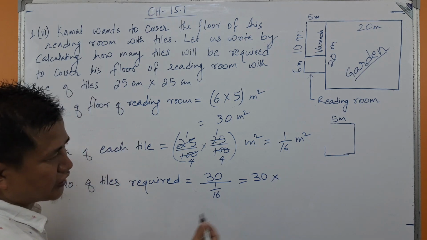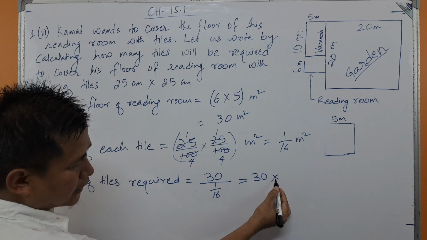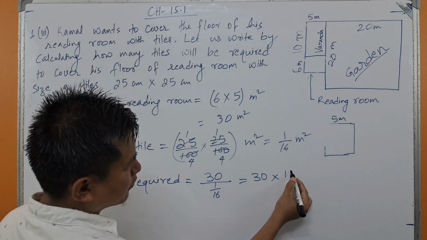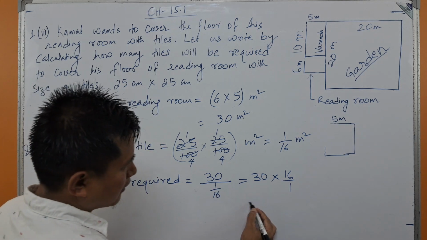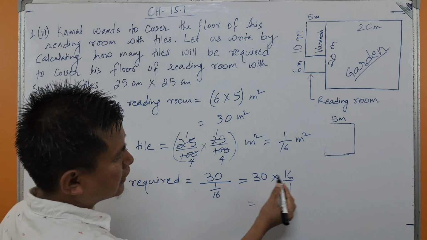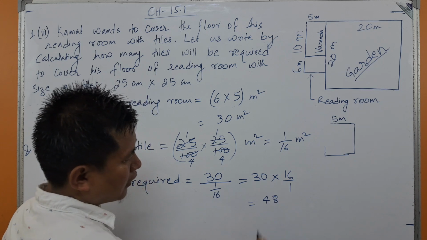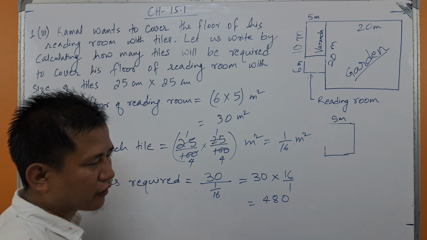So if we change this division sign to a multiplication sign, the number from the denominator, that is 16, will go to the numerator, and this one will come down to the denominator. Okay, now 30 into 16 upon 1, isn't it? So 30 into 16: 3 into 16 is 48, and this 0 we write here. 480 upon 1 is 480.